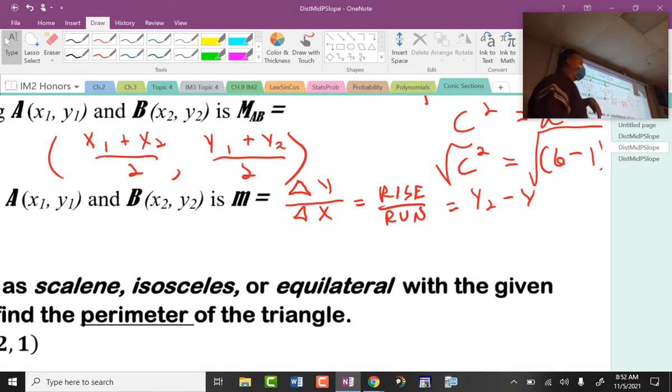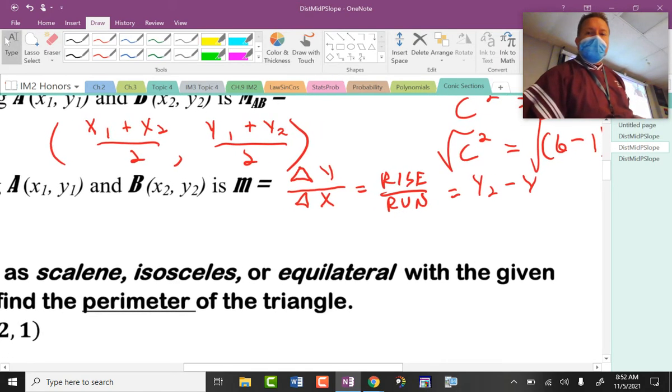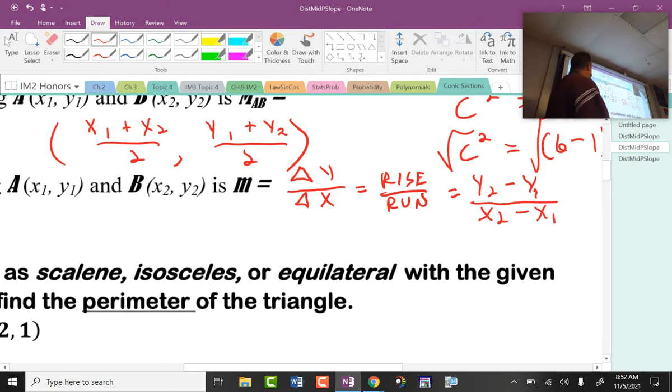That's all those subscripts mean. I could do y1 minus y2, but whatever you do in the numerator, do the same in the denominator. Go in the same order. So if I decide to do y2 minus y1, I must do right to left, x2 minus x1.